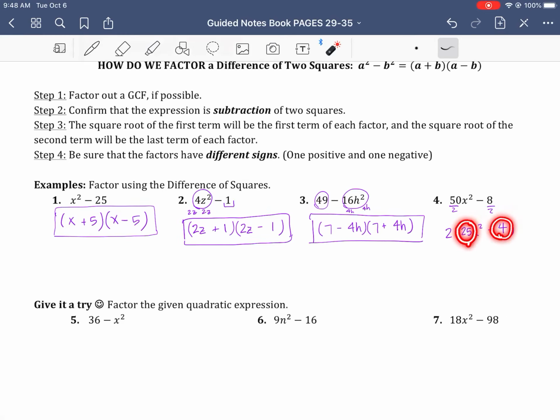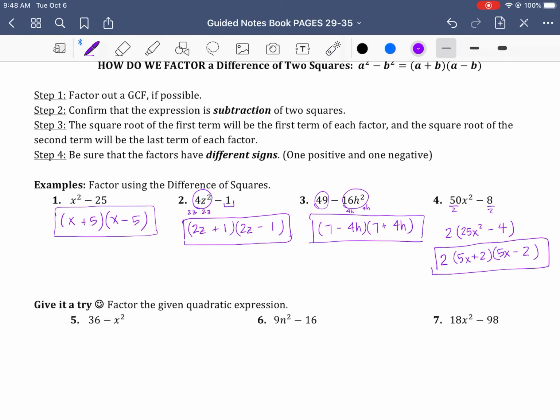The square root of 25 is 5, and the square root of 4 is 2, 2 times 2. So what we do is we leave that 2 out front, and then we break apart this difference of squares, just like we have been on examples 1, 2, and 3. So 25x squared, again, its square root would be 5x. So we put that in the front. The square root of 4 is 2, and we need one of them to be positive and one of them to be negative.